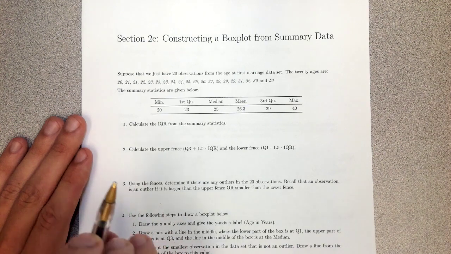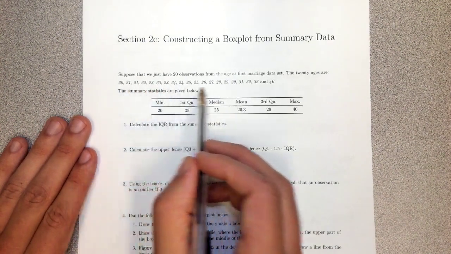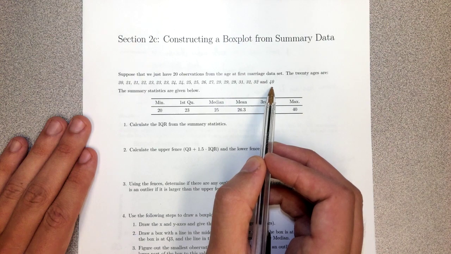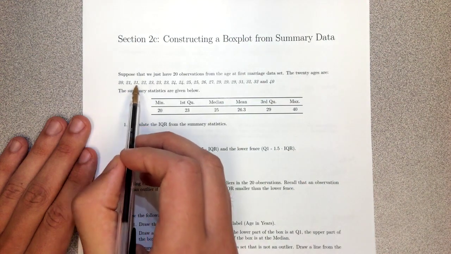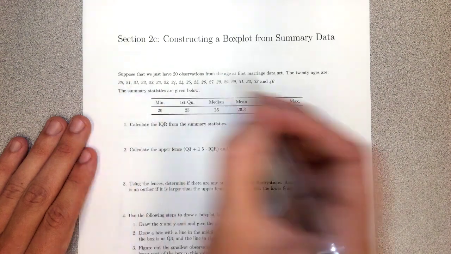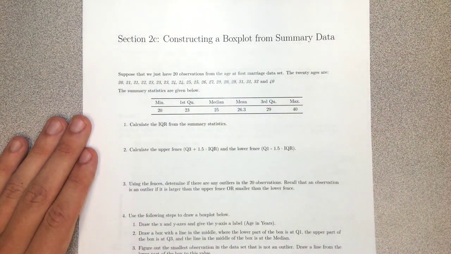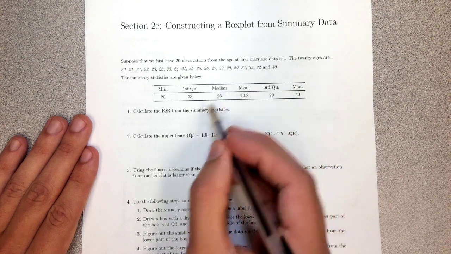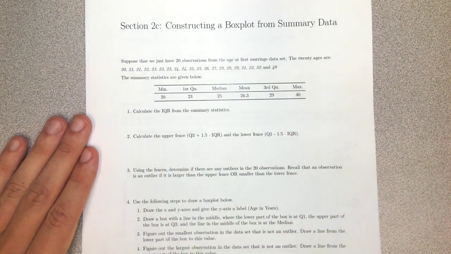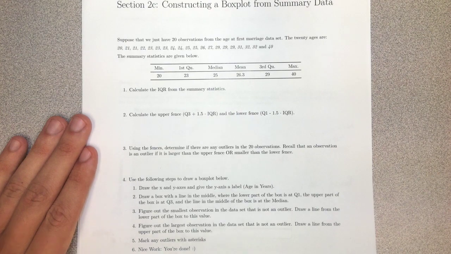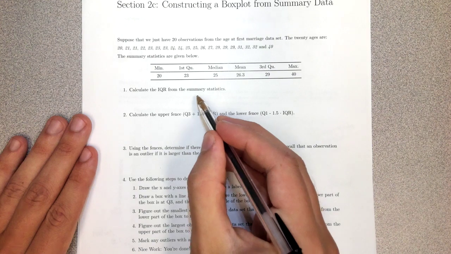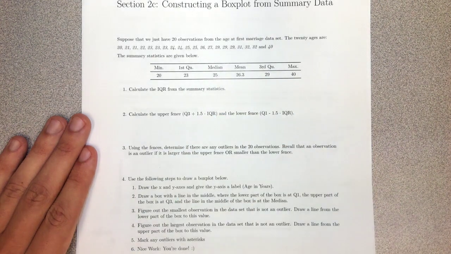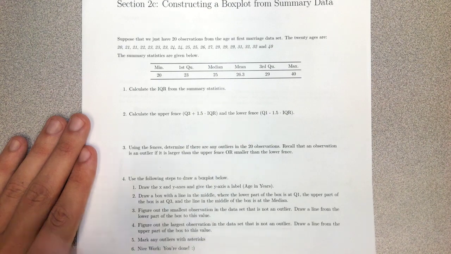But just to make it a little bit more manageable, we're going to suppose that we only have 20 observations of different women's ages the first time they married. So we see the youngest age is 20, the oldest is 40 for these 20 different women. And so we've got our nice table of summary stats that's going to help us make the box plot below. And so go ahead and pause the video for a second and see if you can do questions 1, 2, and 3, and then we'll draw the box plot together.